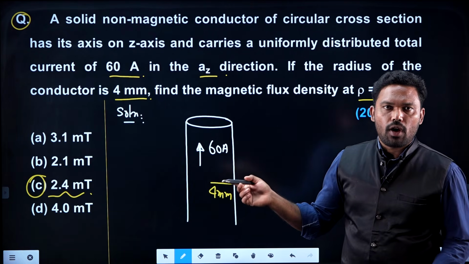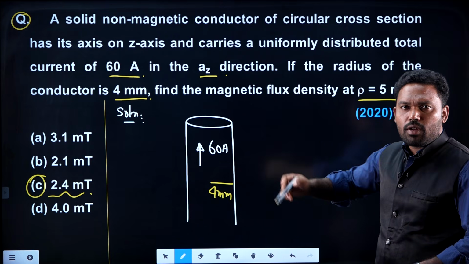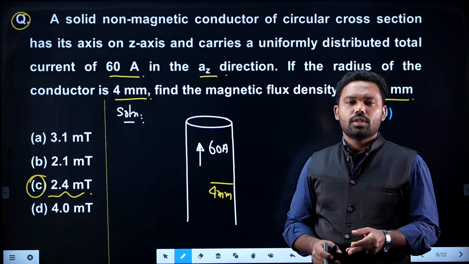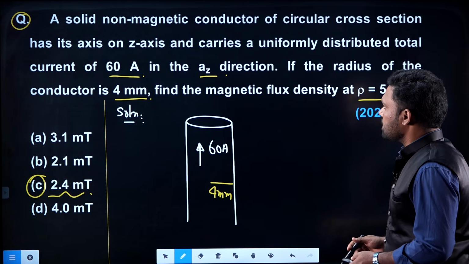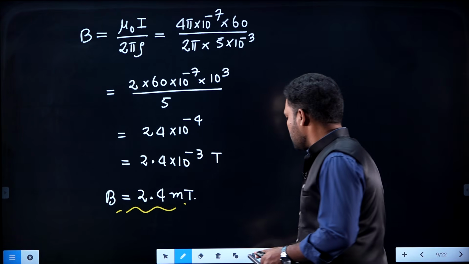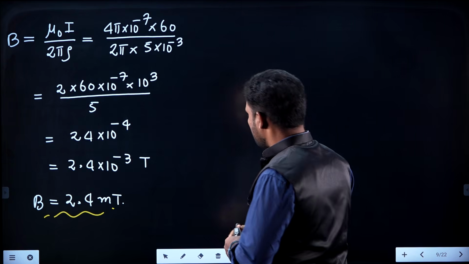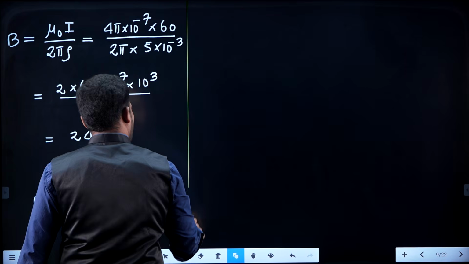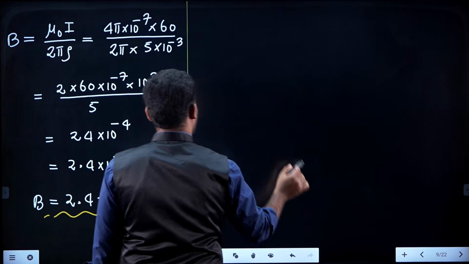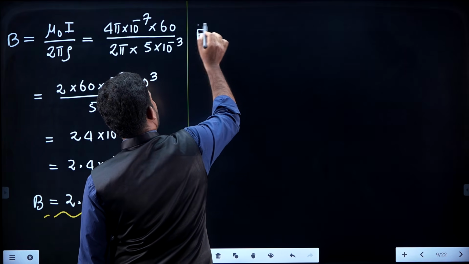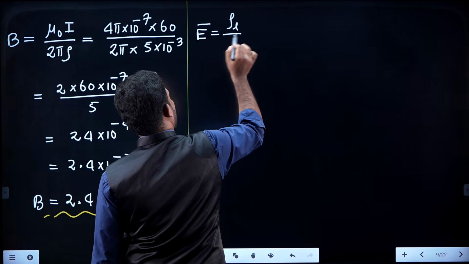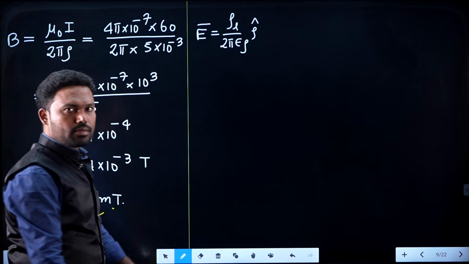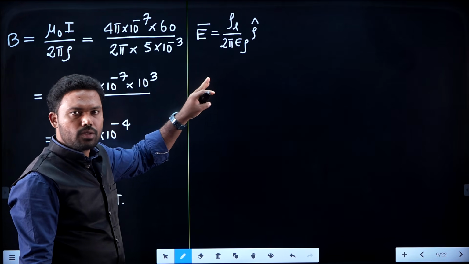So, this question is formula based. What are the formulas you must remember from electrostatics and magnetostatics? Let me write them down. There are four formulas you must remember for your exam. Electric field due to infinite uniform line charge, E is equal to rho L divided by 2 pi epsilon rho, rho cap.